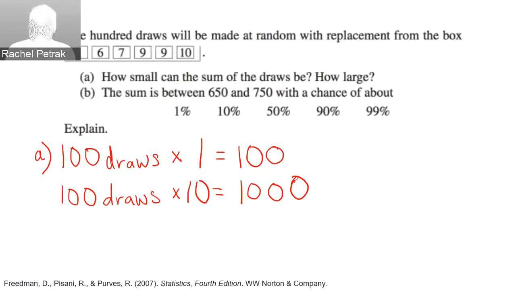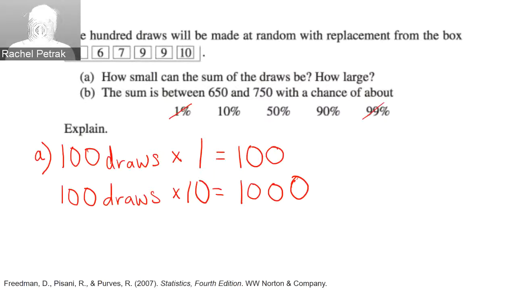Now it's a little trickier to do part B, because we now need to know the chance of the sum being between 650 and 750. In order to find this, we can start out thinking about this conceptually, but ultimately we're going to want to do some calculations to solve this problem. But we know that 1% and 99% are probably not going to be the answer. How do we know that?